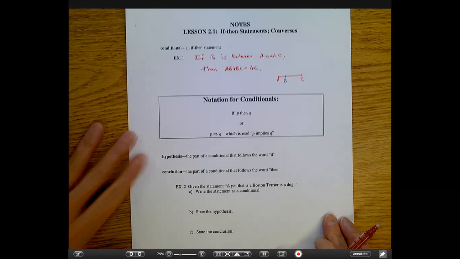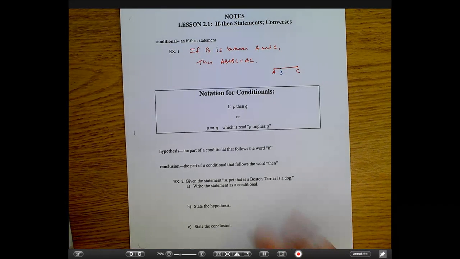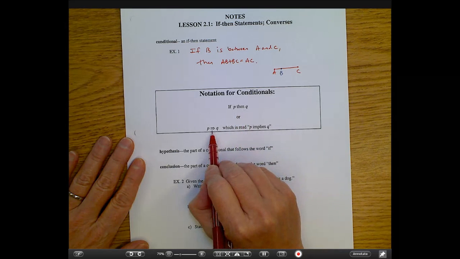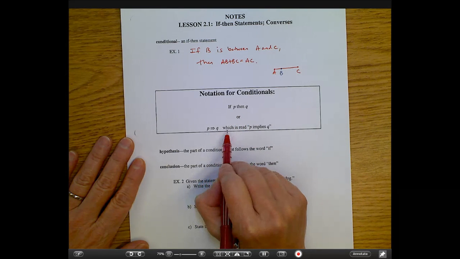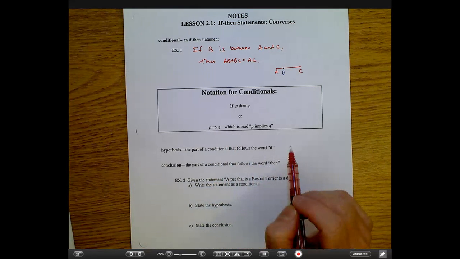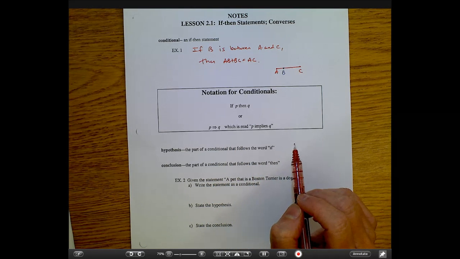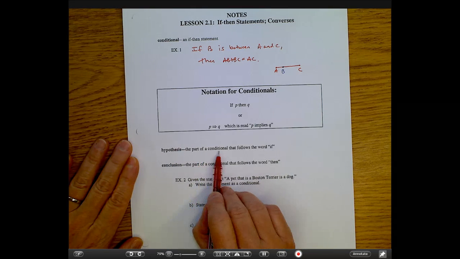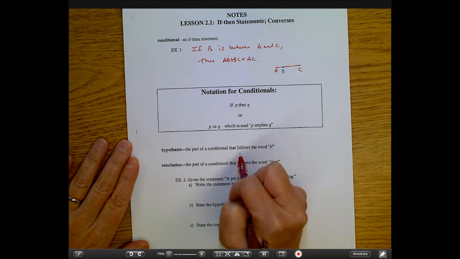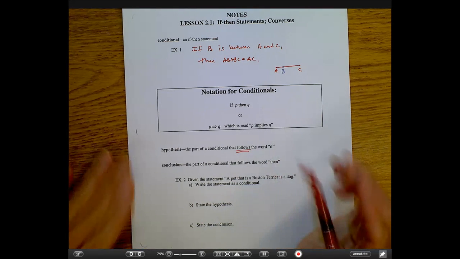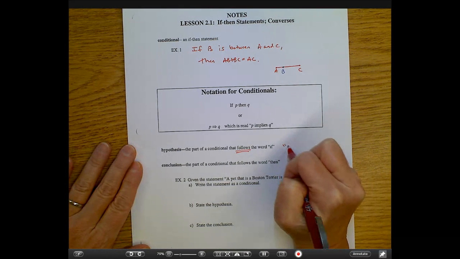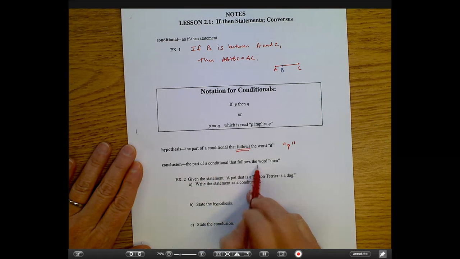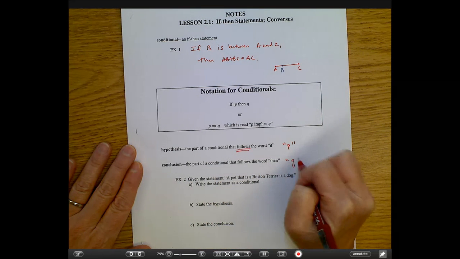Now we have some special notation for conditionals. We say if P, then Q, or we can use this arrow symbol, P implies Q. And there are parts to our conditionals. The hypothesis is the part of the conditional that follows the word if. It does not include the word if, so it's the P part. And the conclusion is the part of the conditional that follows the word then, so it's the Q part.